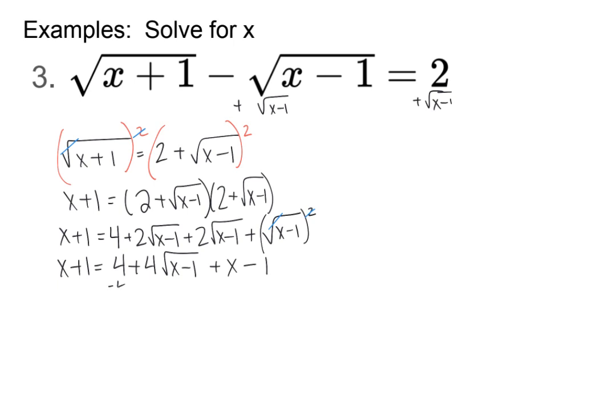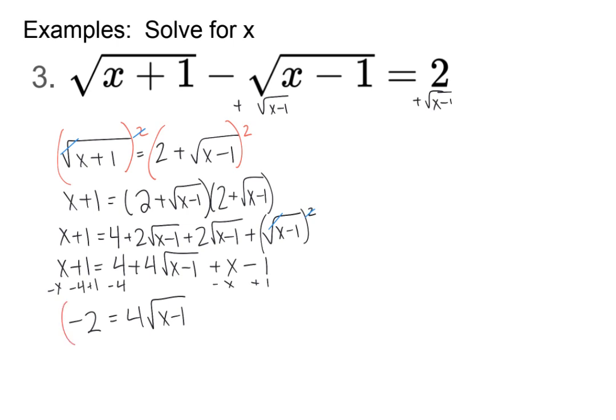So I'm going to minus the 4. I'm going to minus the x. And I'm going to add the 1 to get it to where the root is by itself as I can. So that's going to leave me with, let's see, negative 2, because the x's will cancel, and then 4 root x minus 1. Okay, I've done as best as I could to get the root by itself.